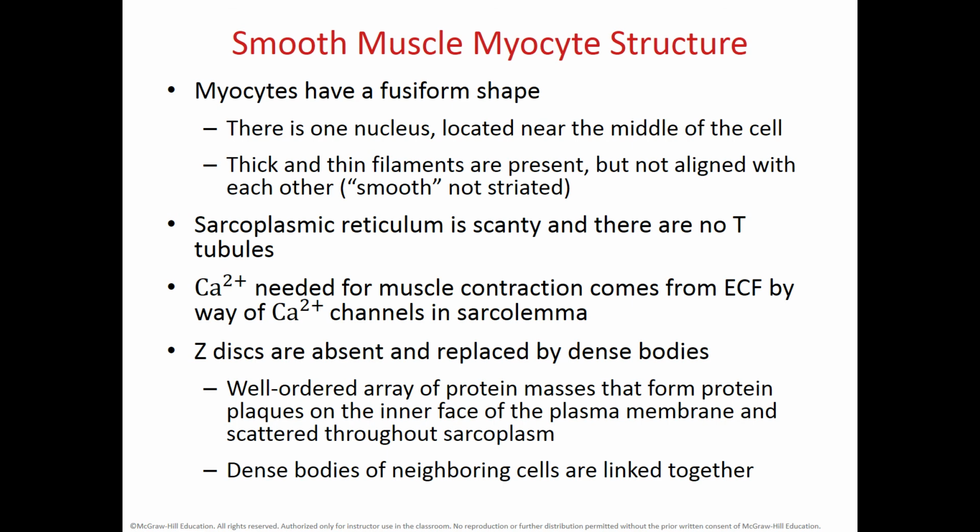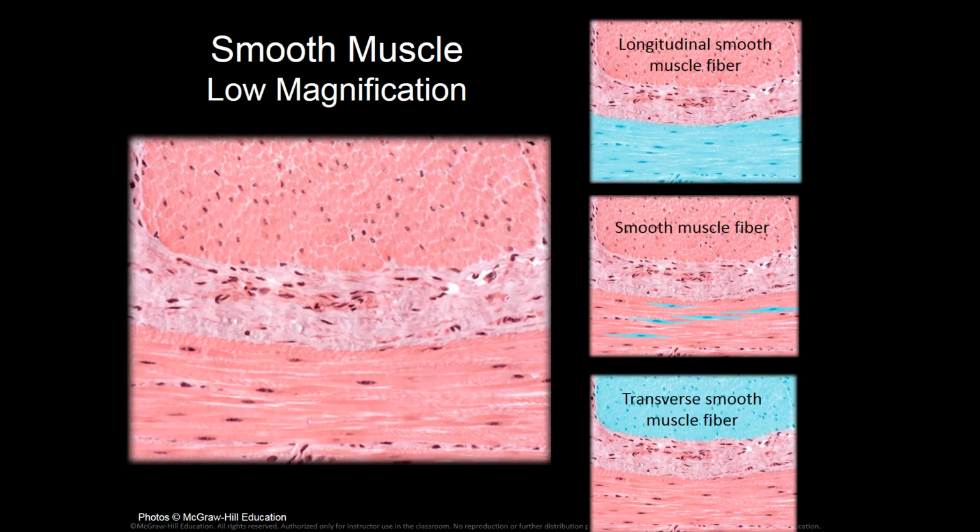So what is needed for the smooth muscle contraction? Calcium that comes from the extracellular fluid by way of calcium channels that are in the sarcolemma. And then you don't have Z discs in these smooth muscle fibers, and they are replaced by something called dense bodies. And these fibers are well ordered, and you have these protein plaques on the inner face of the plasma membrane, and they are scattered within the sarcoplasm. So these dense bodies of neighboring cells are linked together, forming a unit.